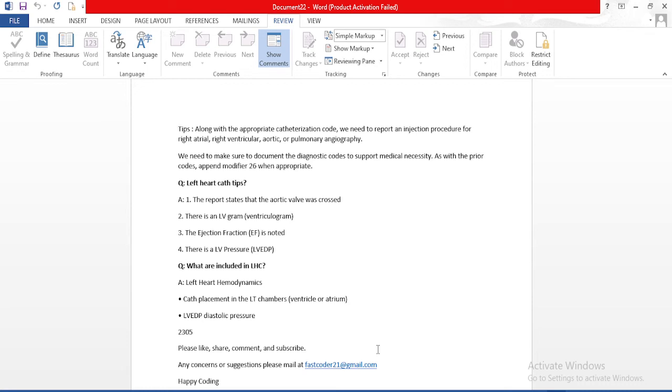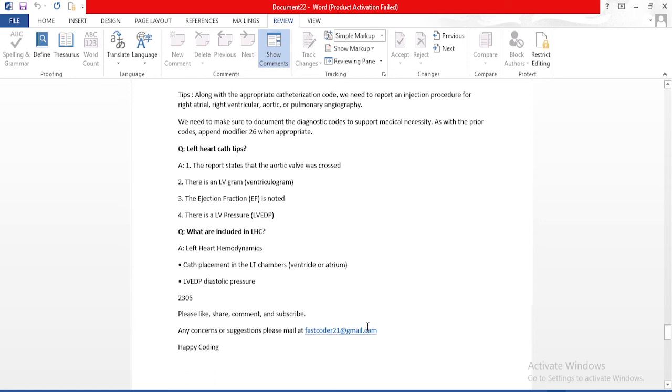Second, there is a left ventriculogram mentioned in the document. The ejection fraction is noted in the document. There is an LV, left ventricular pressure, in the document. As all of us know, only if the catheter enters the heart chambers may the physician get the pressure. So if the physician mentions ventriculogram, ejection fraction, and left ventricular pressure, we need to understand that the physician is performing left heart catheterization.